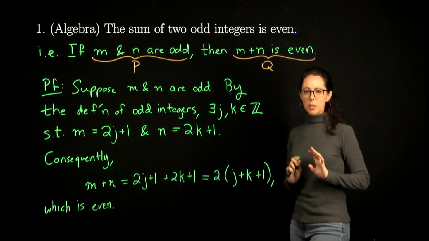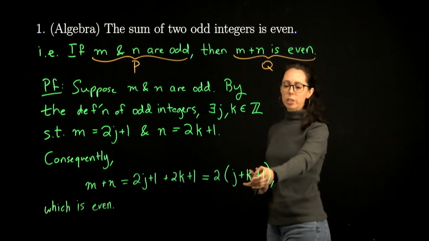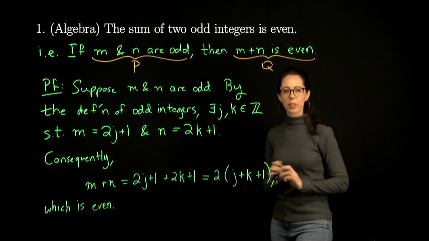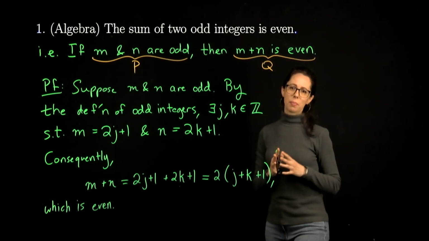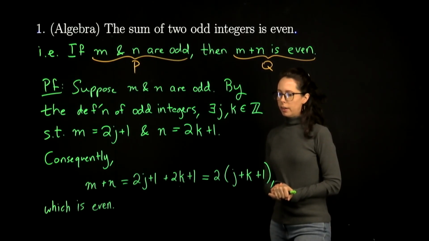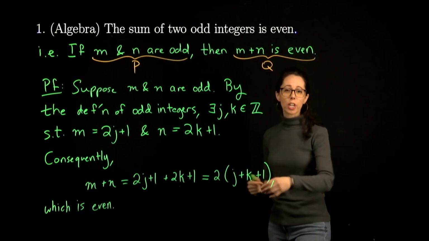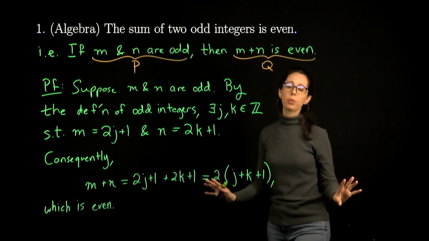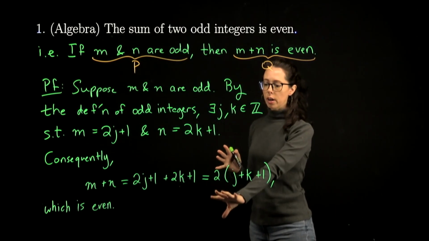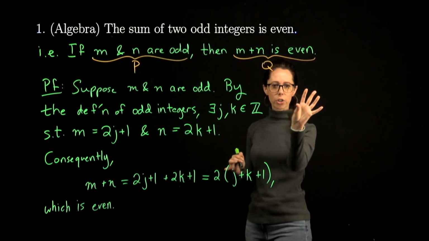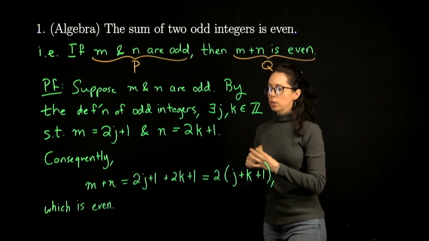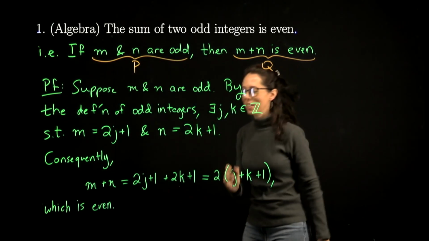I'm not going to be so pedantic that I'm going to explain that j plus k plus 1 is an integer. Integers are closed under addition and closed under multiplication, and in most mathematical contexts, you would assume that. Okay. All right, so we have an even integer. I don't want to write a huge conclusion. When you have a direct proof, because the structure of the proof follows the structure of the statement, you can usually wrap these up pretty quickly. Thus, m plus n is even.